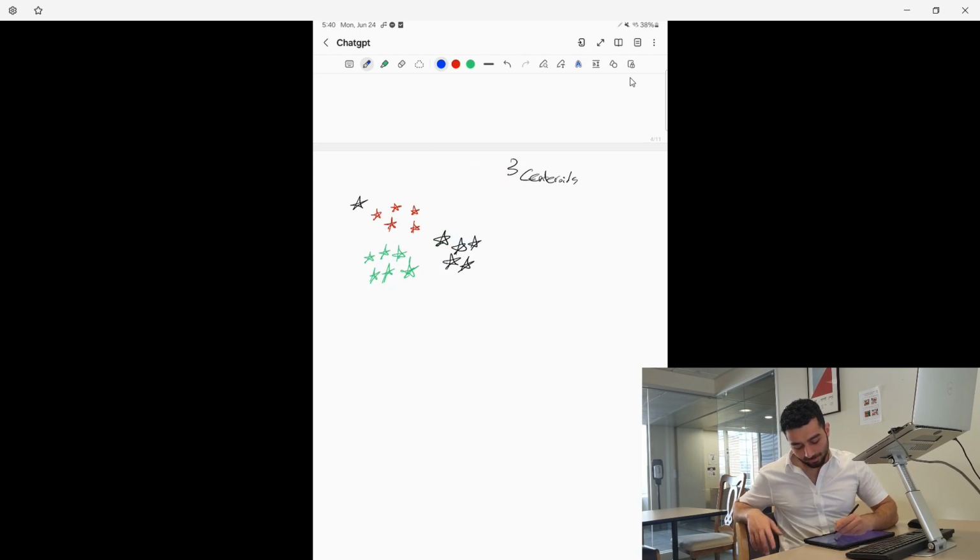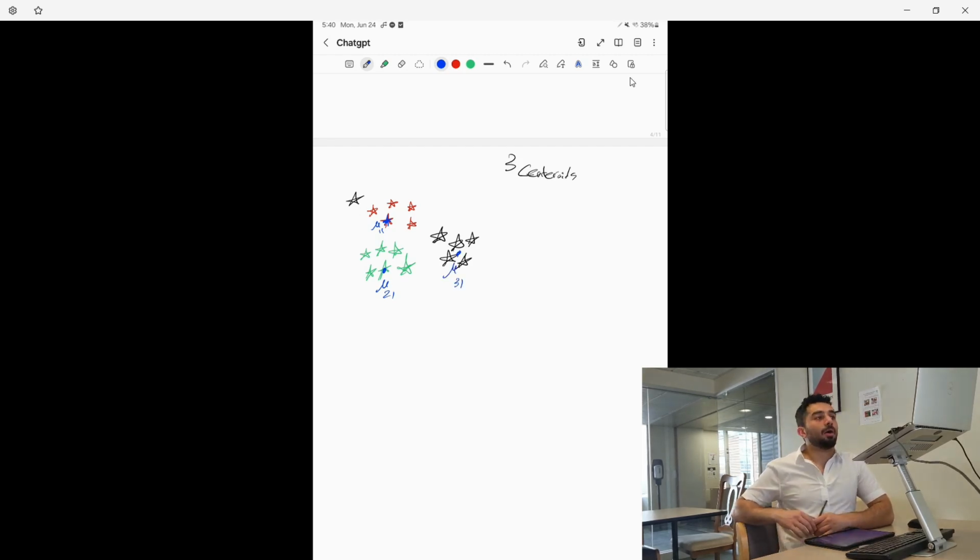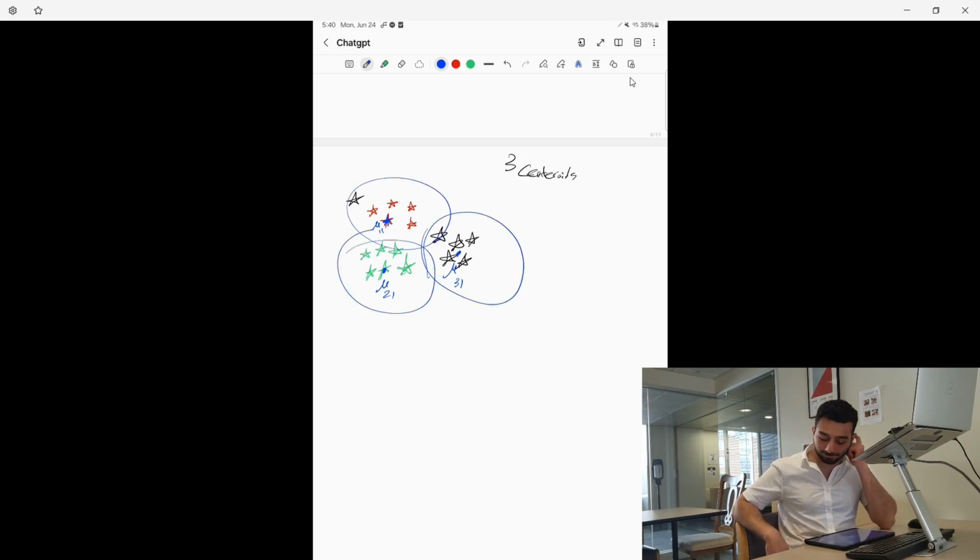Okay, so it says take 3 from the beginning or any point. mu1 1, right? mu2 1, mu3 1. All right. Are these good enough for the centers, because we want to have these circles around.